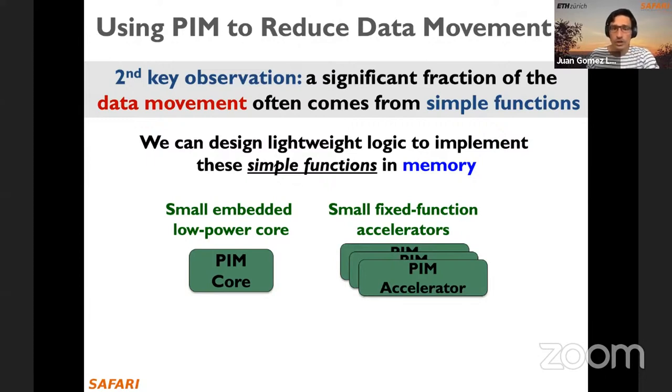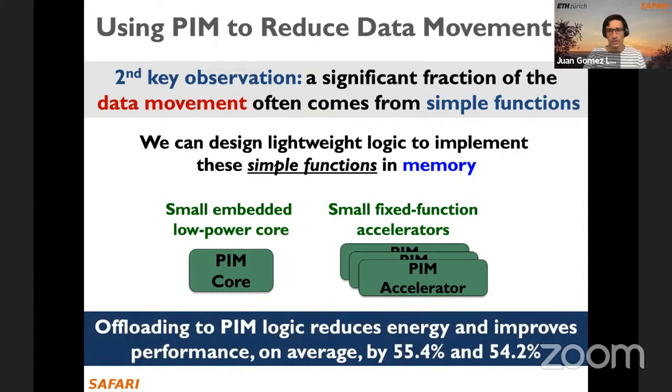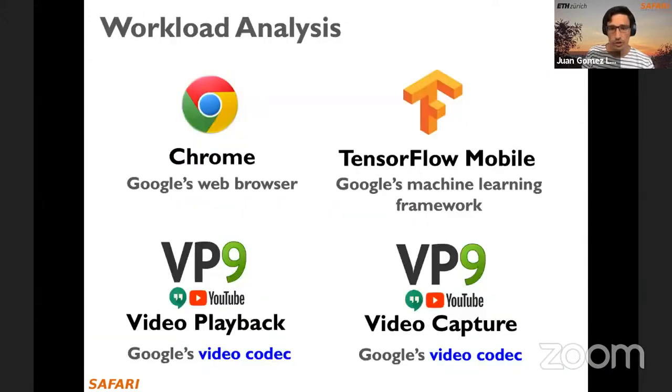Or instead of having a PIM core, we can have a PIM accelerator. We have a fixed function accelerator specialized for one of the simple functions that we are going to deal with in this work. As you will see in the results that I'm going to show you later, offloading to PIM logic reduces energy and improves performance by on average 55.4% and 54.2%.